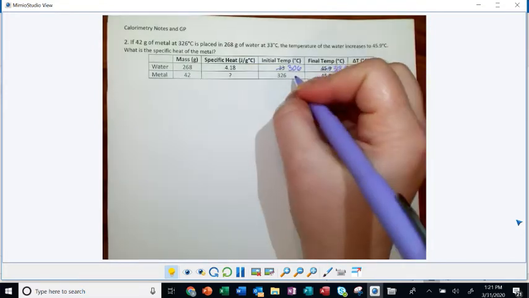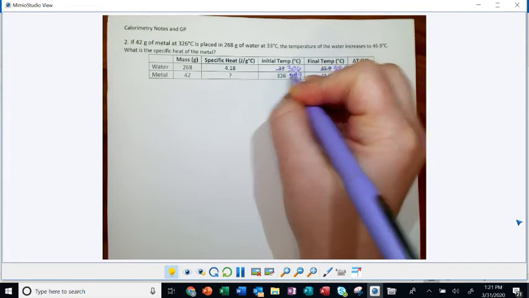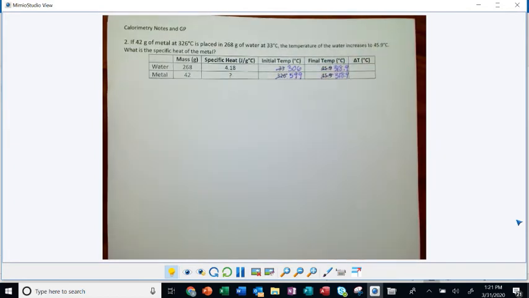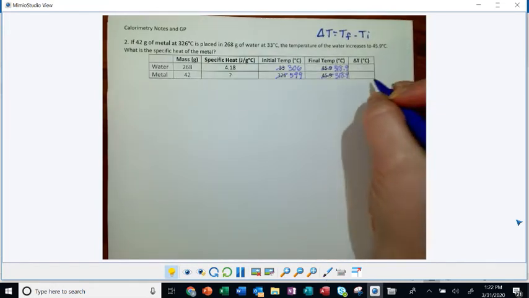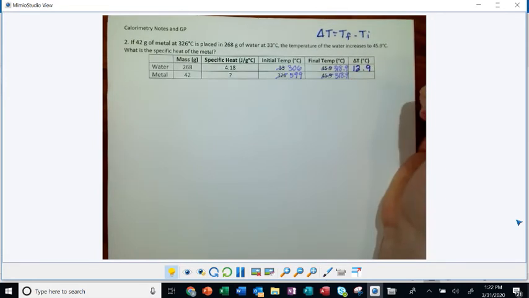All right. We're going to do 326 plus 273, and this one is 599. All right. So once we've done that, we can calculate our delta T. Remember, delta T is equal to T final minus T initial. So the final temperature minus the initial temperature. When we do that, for the first one, we get 12.9. Then 318.9 minus 599, you get a negative 280.1.